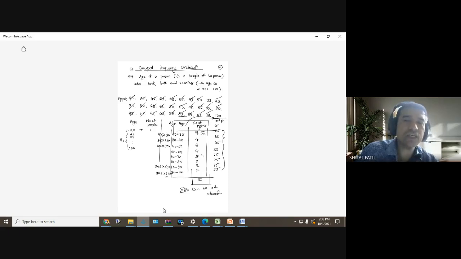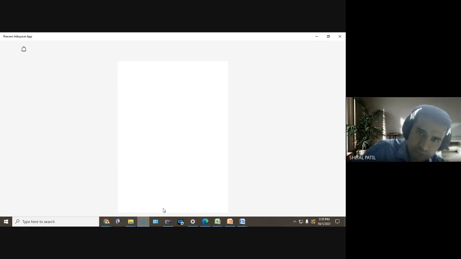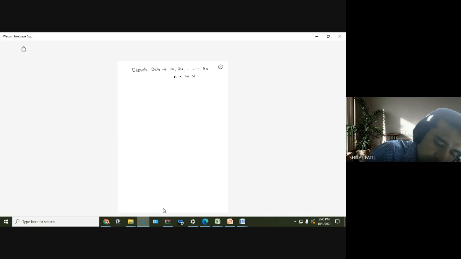So conclusion is, if you understood everything, if not, it is like this conclusion. I'll write the conclusion and we'll go through the next part. Discrete data is there. Conclusion is this, okay? And how the discrete data is represented? X1, X2, X3 up to Xn. What the n is? Number of observations. This is conclusion, okay?